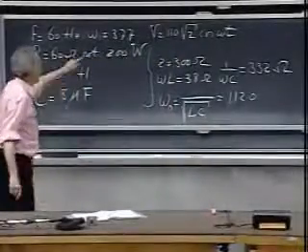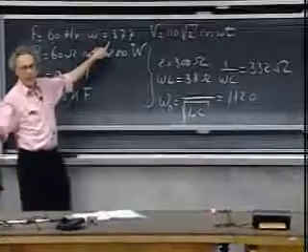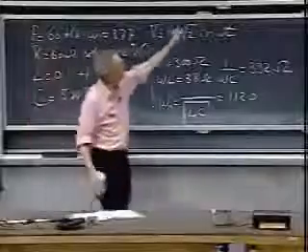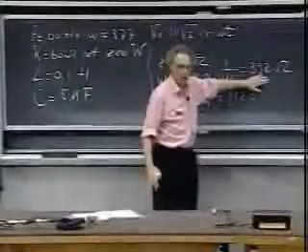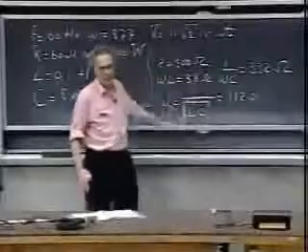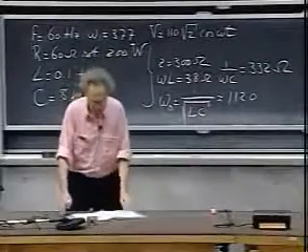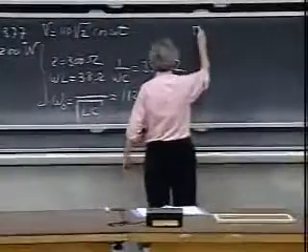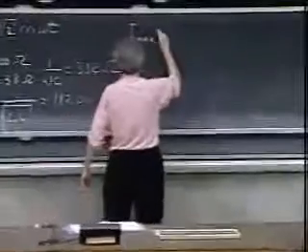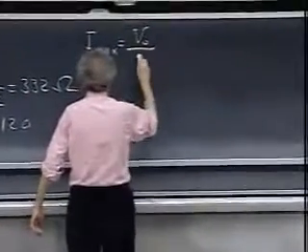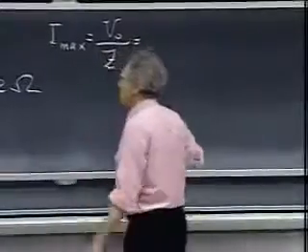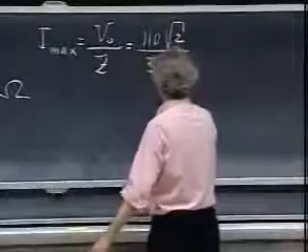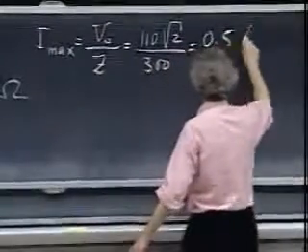In other words, my driver is nowhere near resonance. I am way below resonance. When you're way below resonance, it is the C that dominates. Look at the 332 ohms and compare that with the 38. I can calculate now what the maximum current is that we get, I max. That is V0 divided by Z, that impedance. So that is 110 square root 2 divided by 300 ohms, and that is 0.5 amperes.